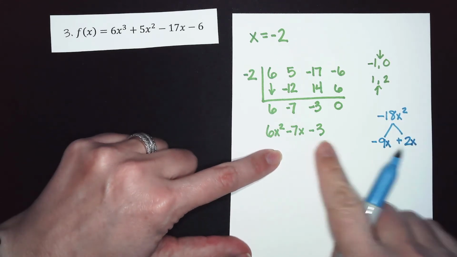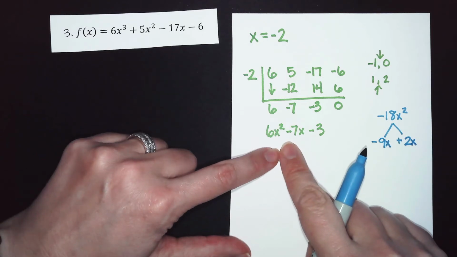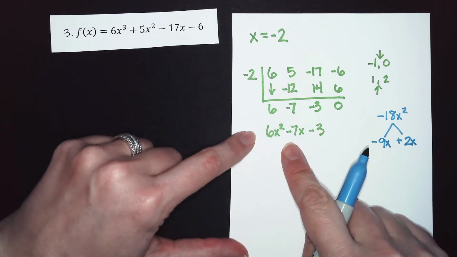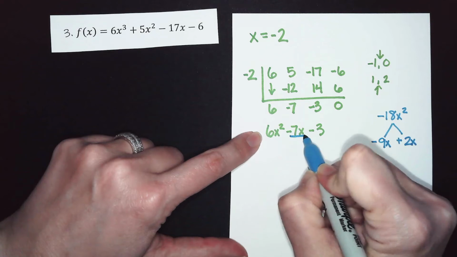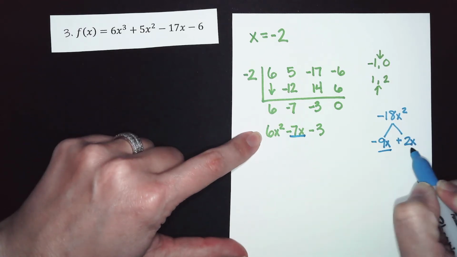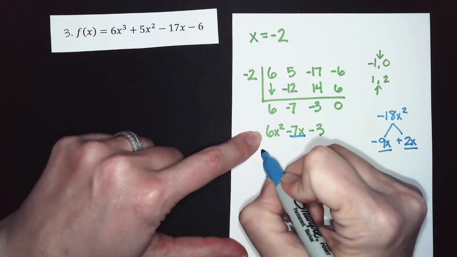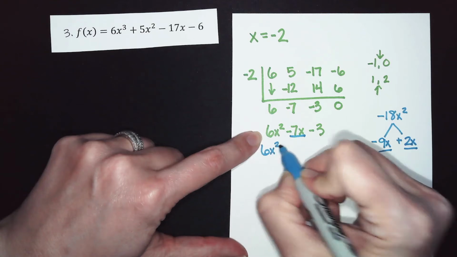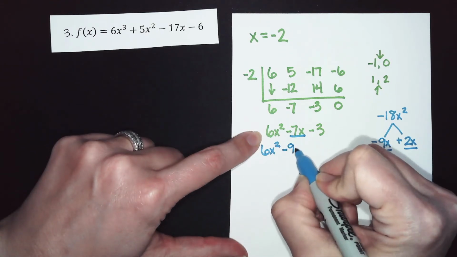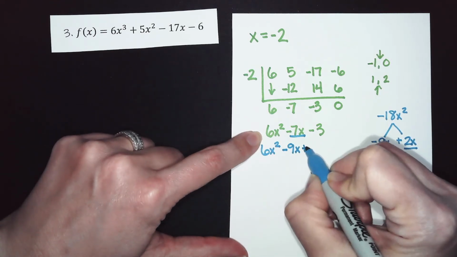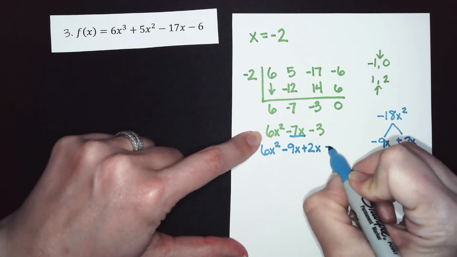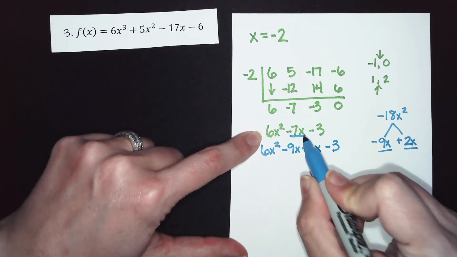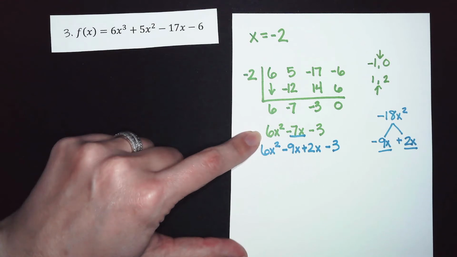So this is taking us back to factoring when we had to do it by grouping, okay? So I'm basically replacing this negative 7 with both of these terms. So I end up with a 6x squared minus 9x plus 2x, and then I still have a minus 3. Just replace negative 7x with these two terms.